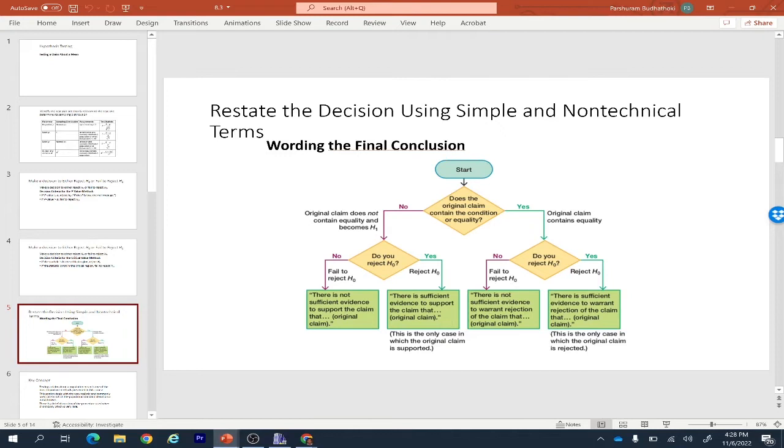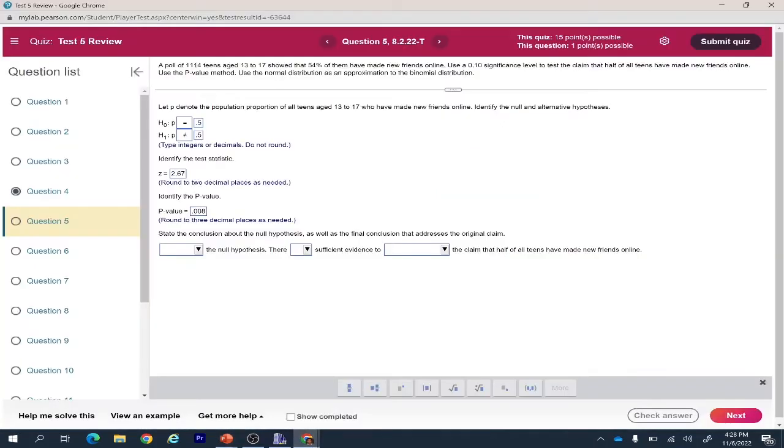Does the original claim contain the condition of equality? Yes. And do you reject the null hypothesis? Yes. There is sufficient evidence to warrant the rejection of the claim. That is our conclusion. So reject the null hypothesis. There is sufficient evidence to warrant the rejection of the claim.